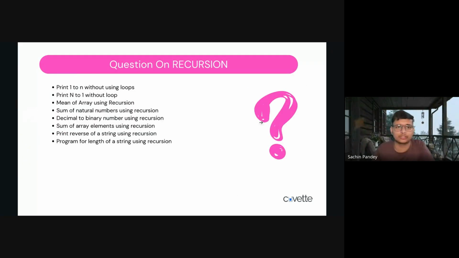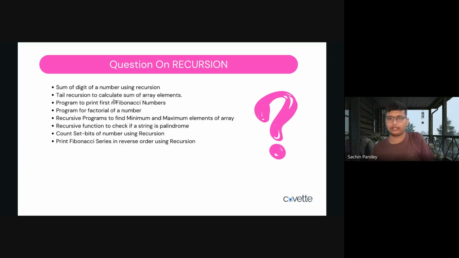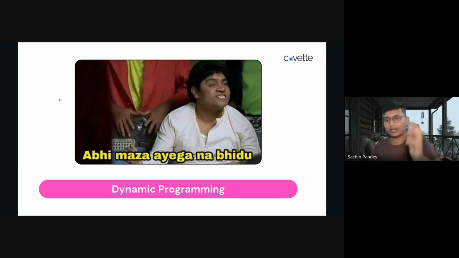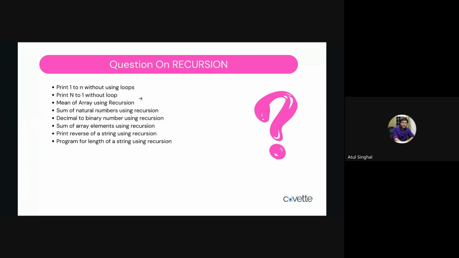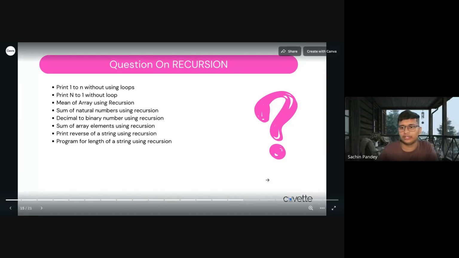Pretty basic questions I have included. I'll solve 1, 2 of them from here, 1, 2 from here, and then we'll move to dynamic programming, a basic intro. But before that, let's do one thing. My bad. Just one more thing, Sachin. We are already 1 hour in. We have like 10 minutes for the session, and then we have to take like 15 minutes of Q&A. Okay, cool. So let's do one thing maybe.